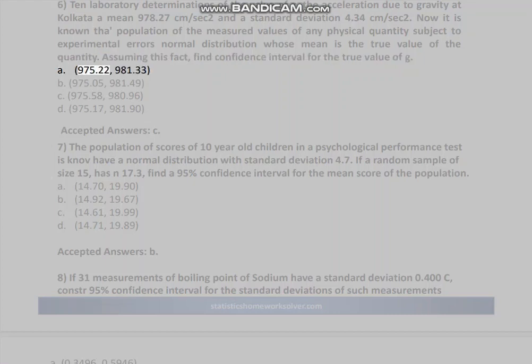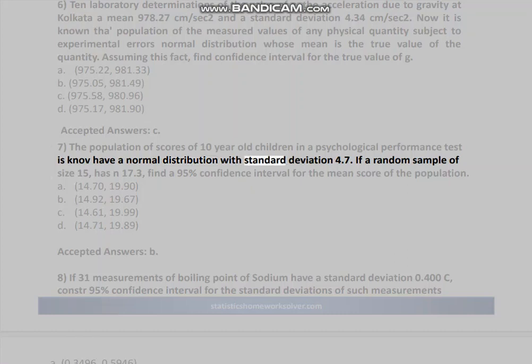A. 975.22, 981.33. B. 975.05, 981.49. C. 975.58, 980.96. D. 975.17, 981.90. Accepted answer, C.